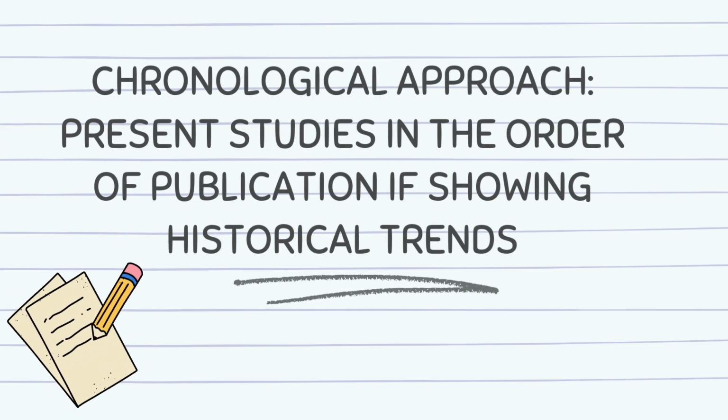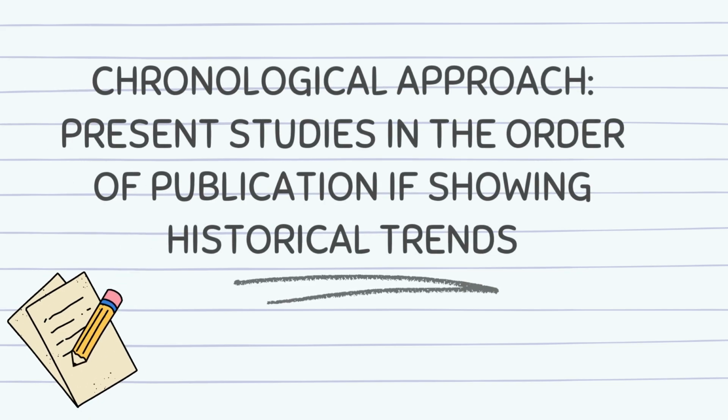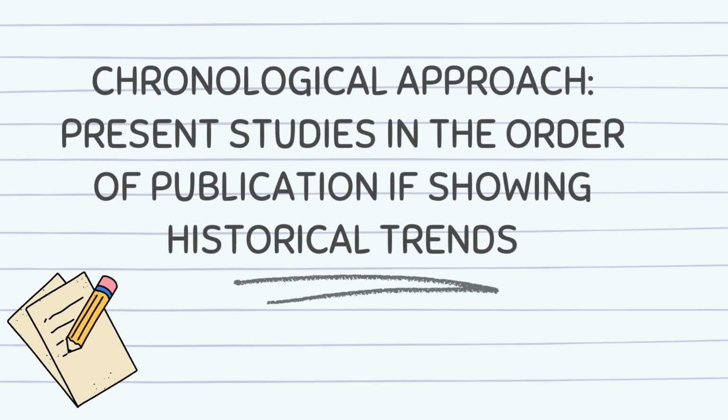For example, if researching artificial intelligence in healthcare, a chronological review could show how early AI applications focused on diagnosis, while later studies expanded into personalized treatment plans. The study could then justify further exploration into ethical considerations and AI bias in healthcare decision-making.